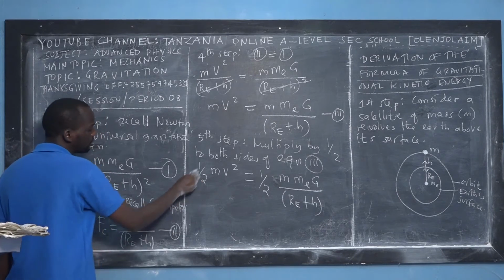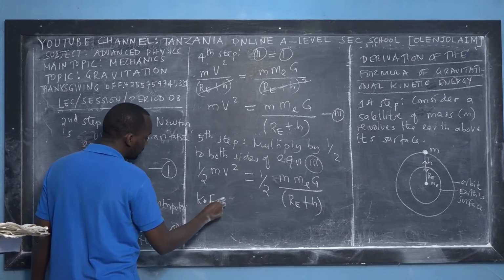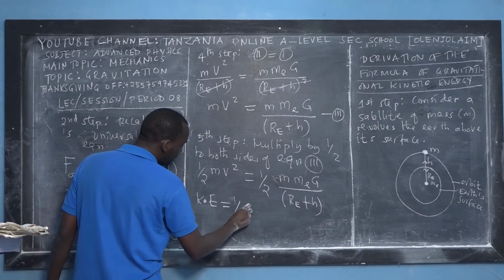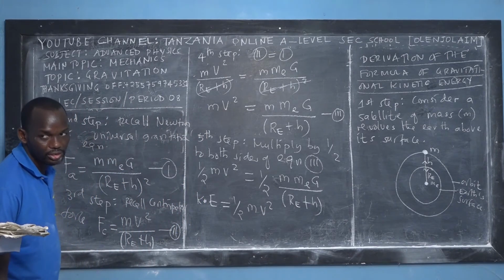So what does this mean? It means that from mechanics, especially Newton's law, or from the fundamental mechanics, kinetic energy is always equal to half times mass times the square of the velocity.